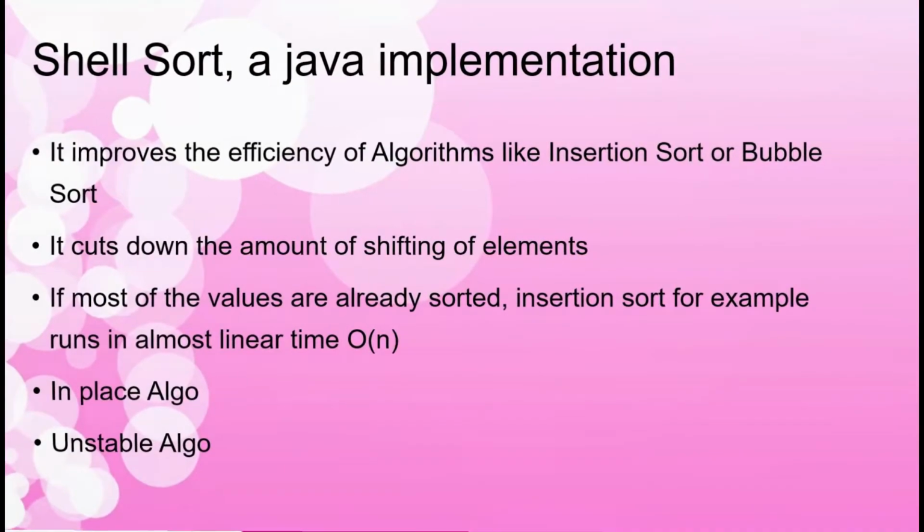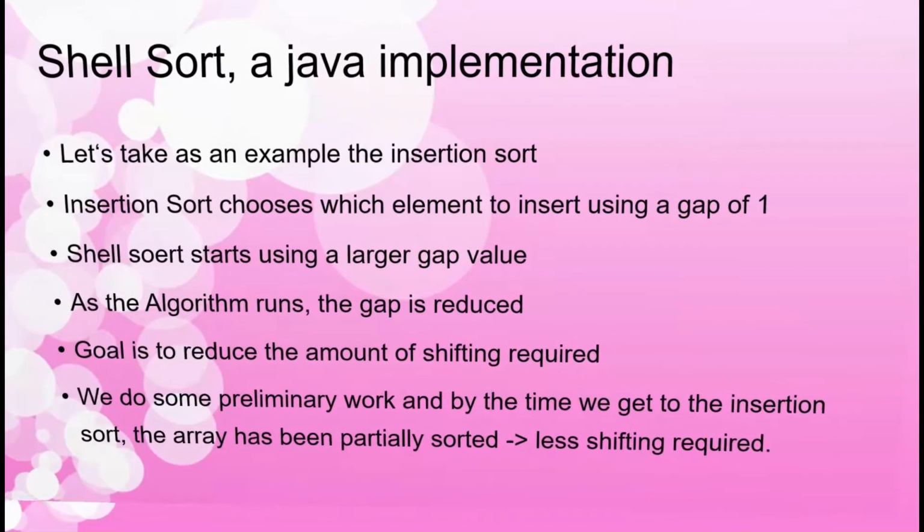The shell sort is an algorithm that improves the efficiency of other algorithms like the insertion sort or the bubble sort. We have already seen both of them in this course. What it does is cut down the amount of shifting of the elements. If most of the values are already sorted, insertion sort, for example, runs in almost linear time, big O of n. It is also an in-place algorithm and an unstable algorithm.